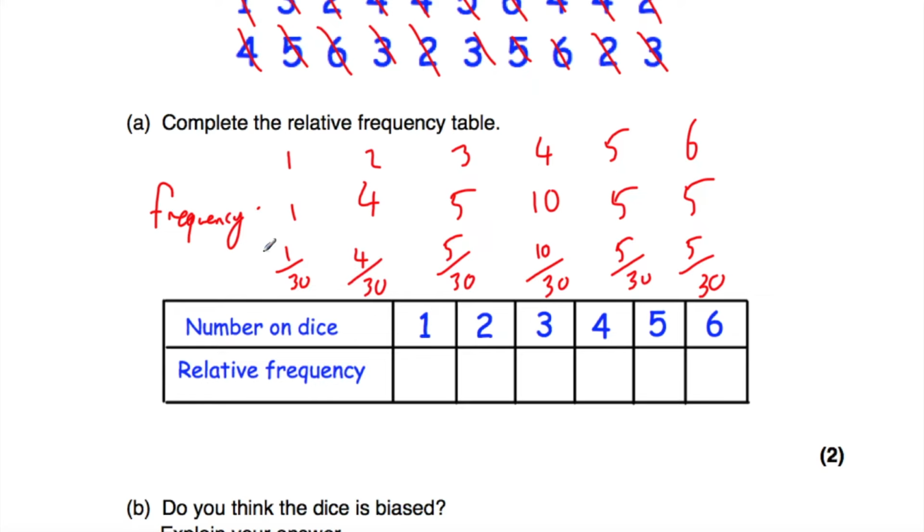The relative frequency of 1 is 1/30th. The relative frequency of a 2, you could write as 4/30ths. You could actually write these all as 30ths if you wanted to. It didn't say you had to cancel it down, but I am. They're both divisible by 2, so I'm going to write there 2/15.